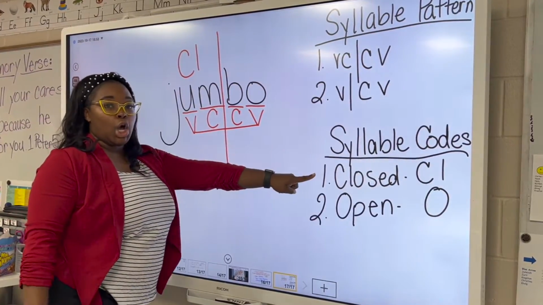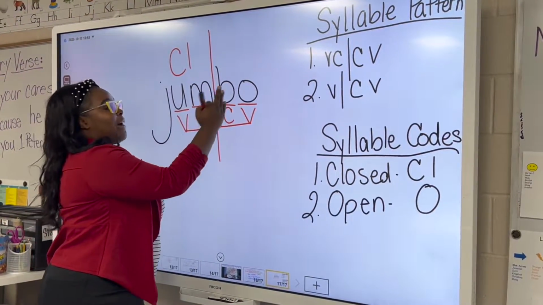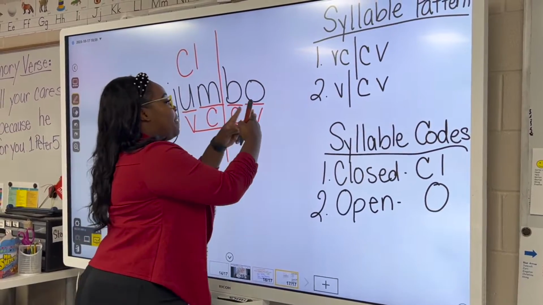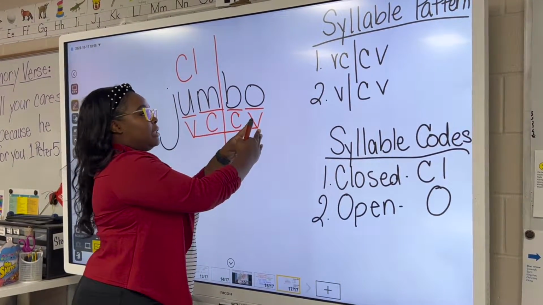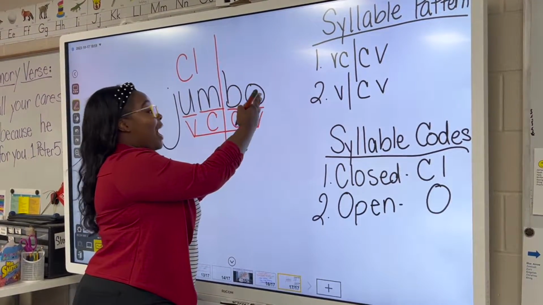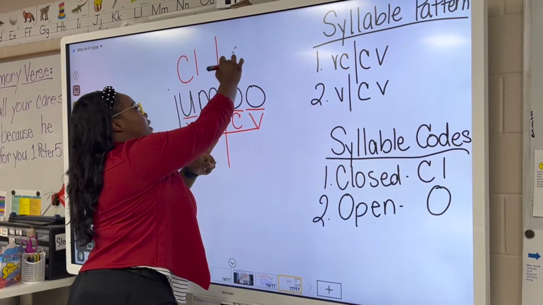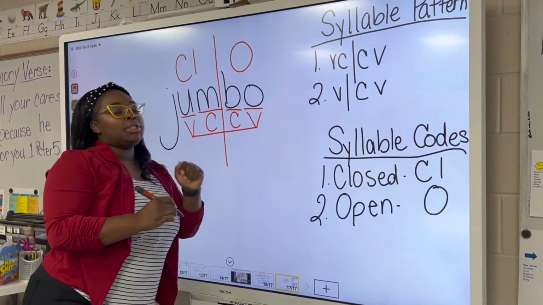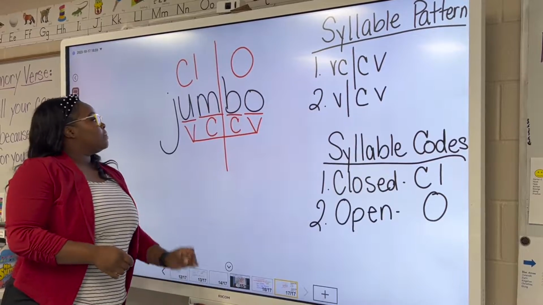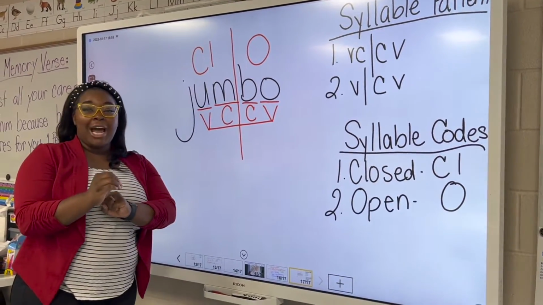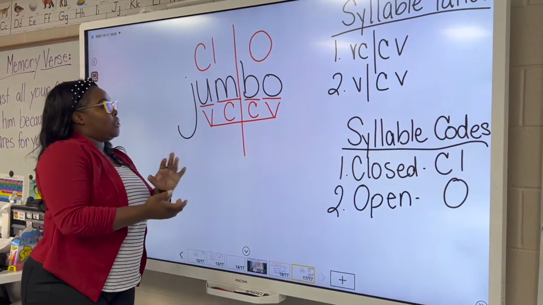CL, using that syllable code. Now I'm going to find my second vowel. Is it followed by a consonant? No. So I'm going to code it with just an O. So I can do this. I'm going to tap it out and then I'm going to read the word.